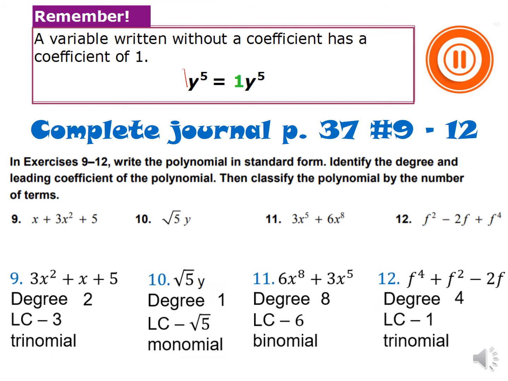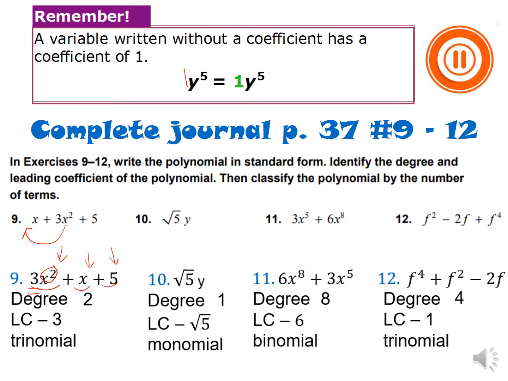Okay, so if you look at this first one, putting it in standard form, we're going to move the 3x squared to the front. Make sure you put them in degree order. The degree of this one is 2. The leading coefficient is 3. It has 3 terms, so it's a trinomial.